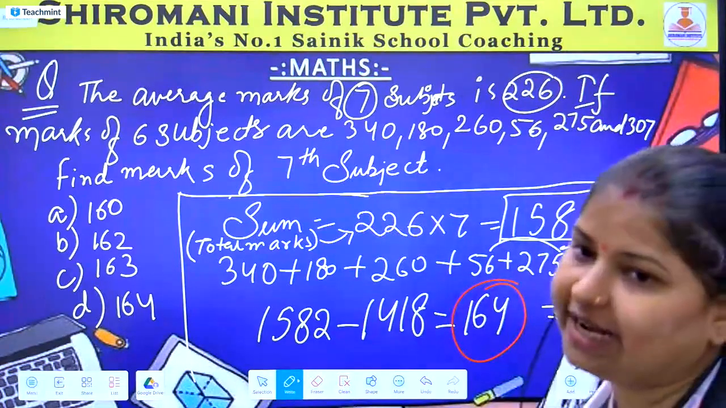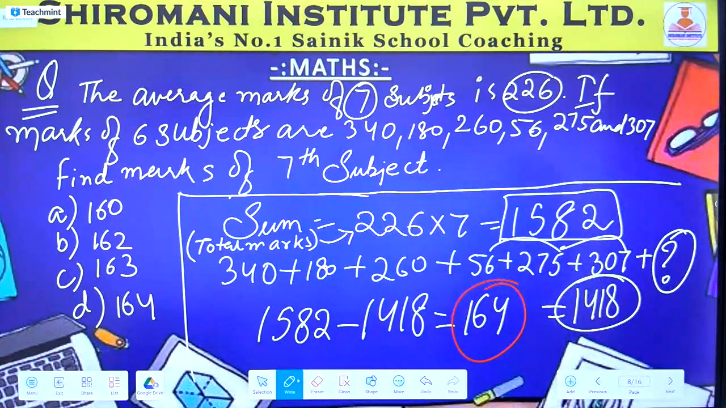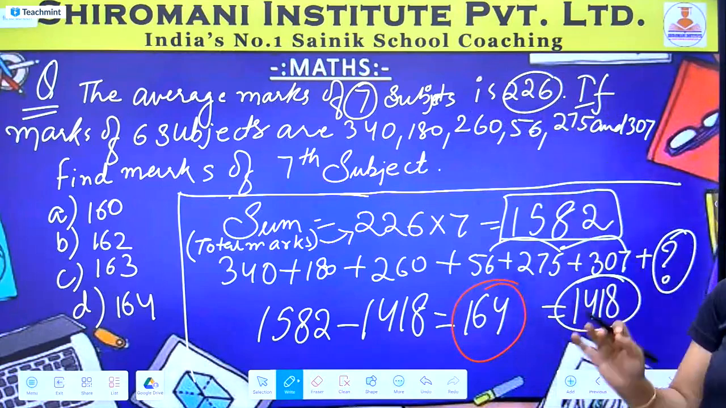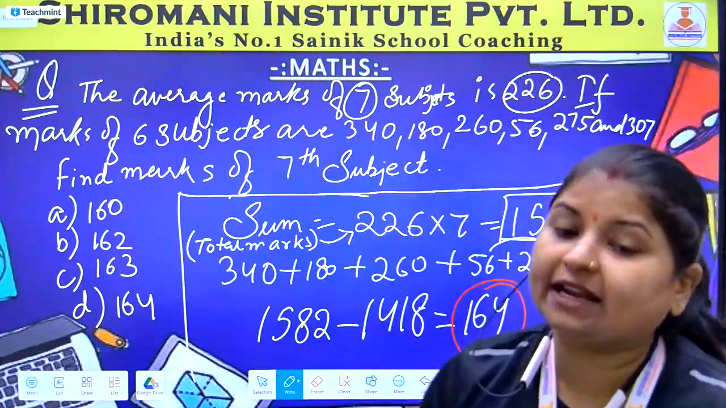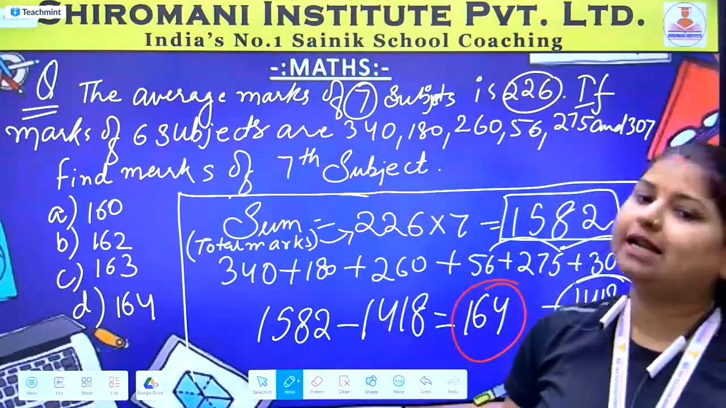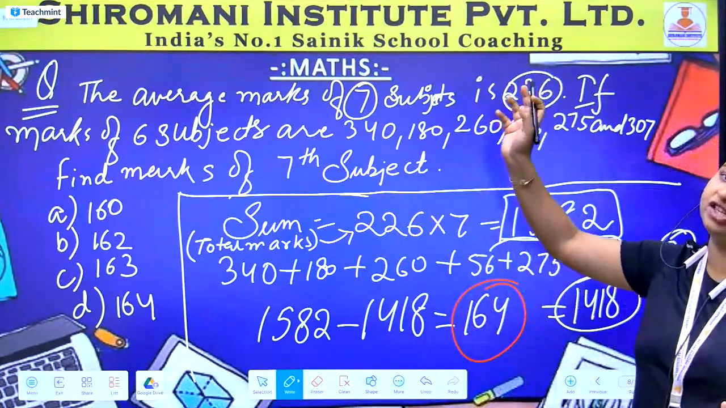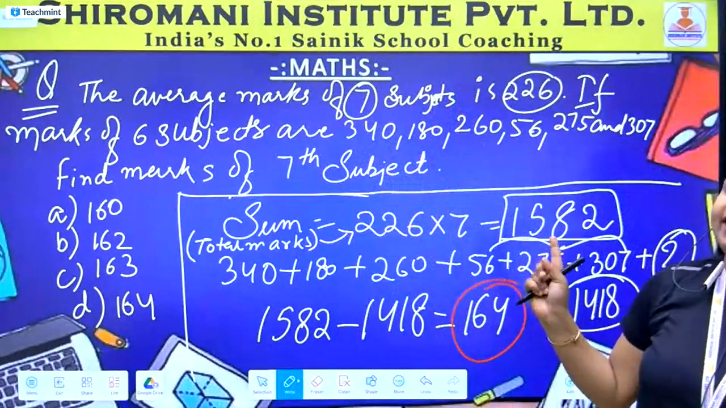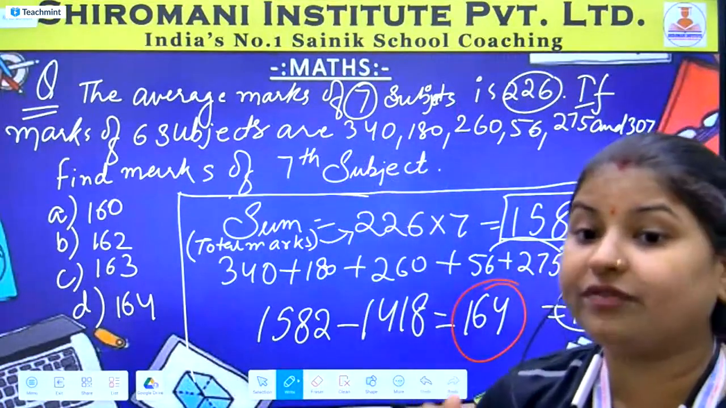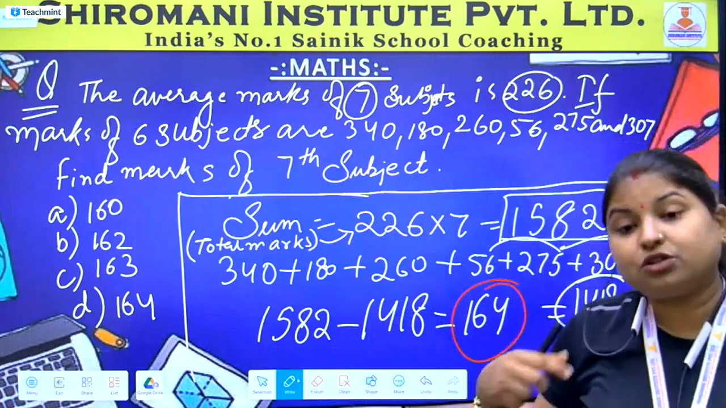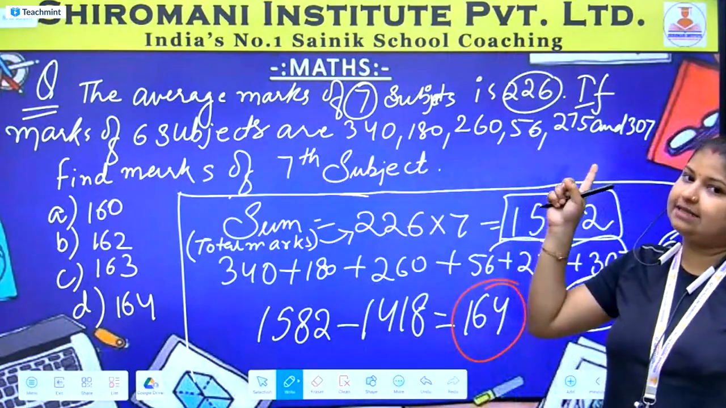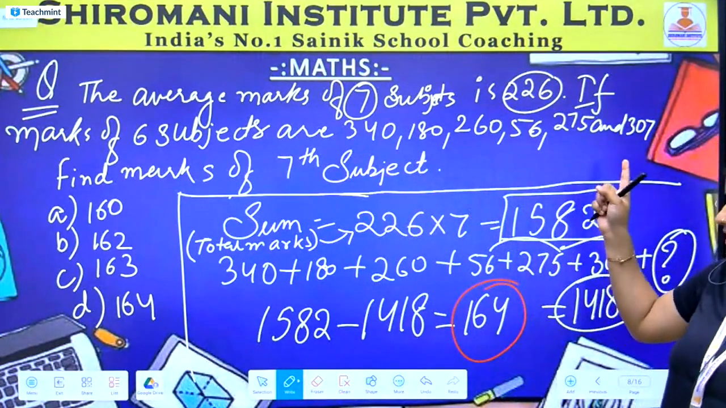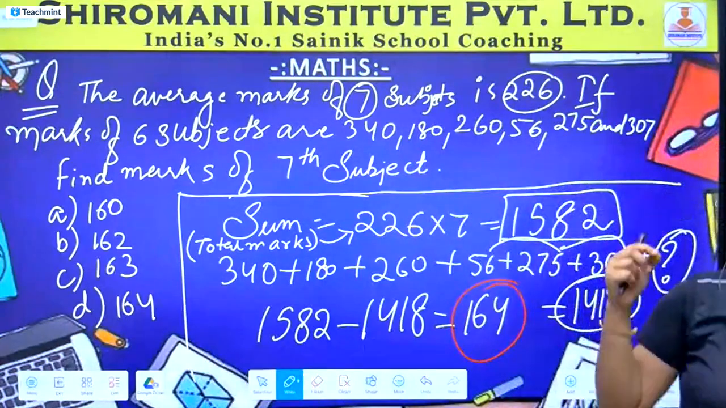Okay, once more I shall explain this. Everyone, please pay attention, beta. The average marks of 7 subjects is 226. If average is given and I want the total, I can calculate it by multiplying the average by the number of observations. So 226 into 7, 1582. This is my total marks of 7 subjects. Out of 7 subjects, 6 subjects' marks are given to me: 340, 180, 260, 56, 275 and 307. I shall add them.